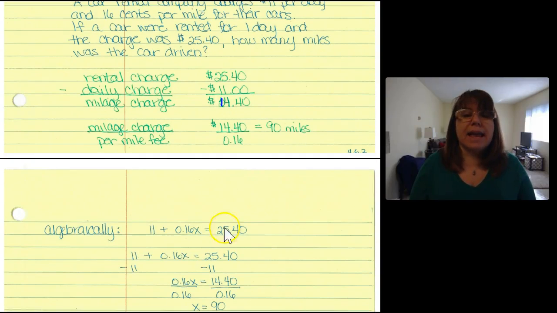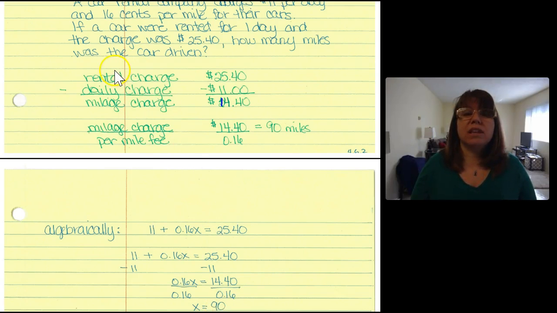So, I know my daily charge is $11. What I don't know is the number of miles I drove, and that's going to be multiplied by the 16 cents. And that total charge is 25.40. Subtract 11. 0.16x equals 14.40. Divide by 0.16. X, the number of miles, is 90.